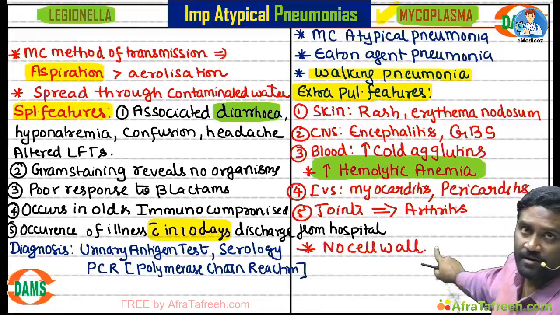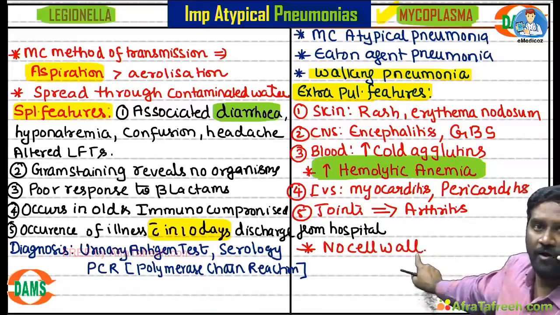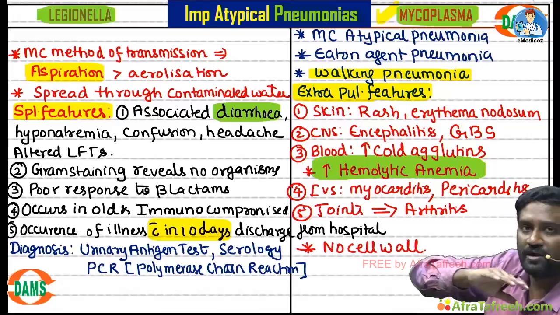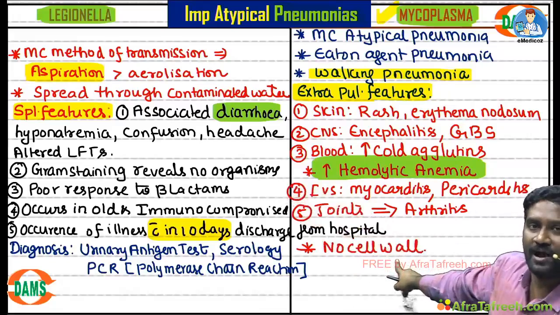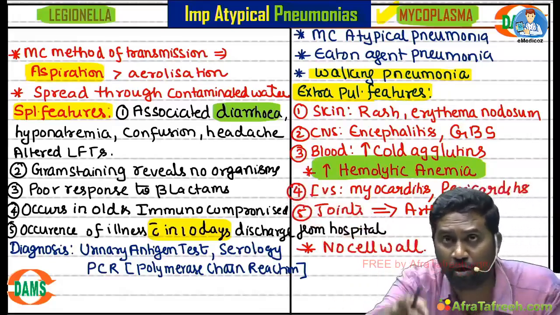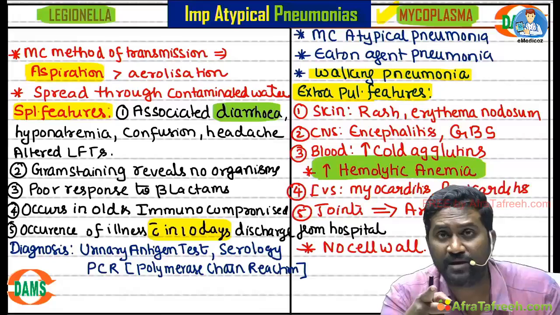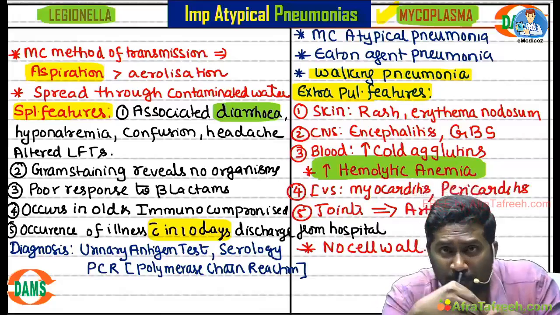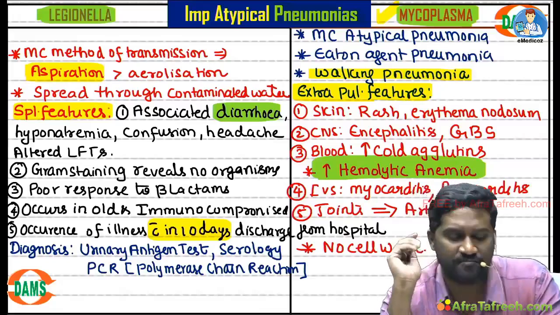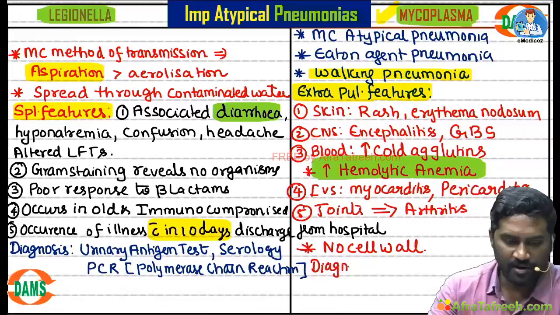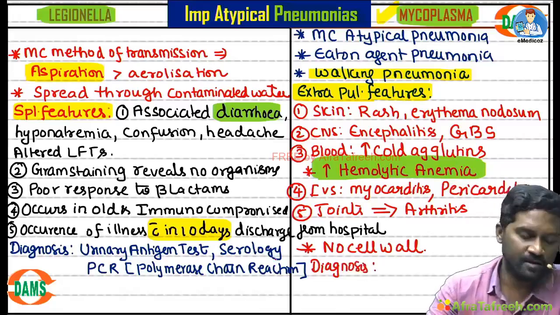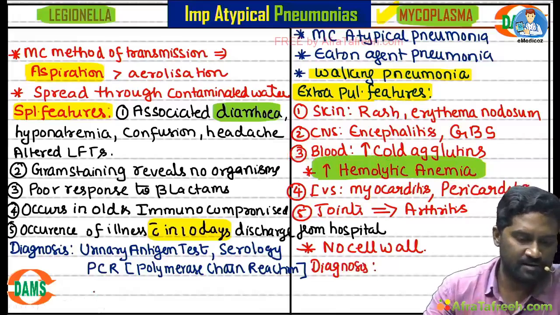Now this feature of having no cell wall, how will it influence diagnosis and treatment? Because there is no cell wall, you cannot do gram staining. Because there is no cell wall, commonly given antibiotics called beta-lactams will not work. Why is it so? Because beta-lactams require cell wall binding proteins to exert their function. So for diagnosis in mycoplasma, you cannot do gram staining and culture will be delayed, not reliable.